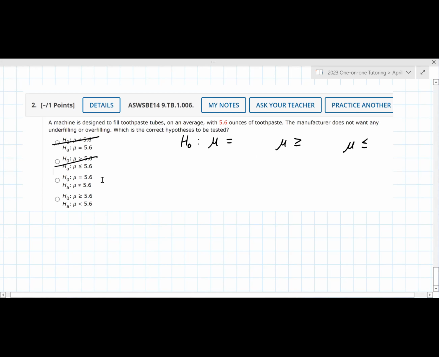Now we go back to reading it. A machine is designed to fill toothpaste tubes on average with 5.6 ounces of toothpaste. So 5.6 is the number they're giving you. The manufacturer does not want any underfilling or overfilling, so they want it right at it. That's what this one says. If it wanted underfilling or overfilling, that's when you'd have a greater than or equal to or less than or equal to.